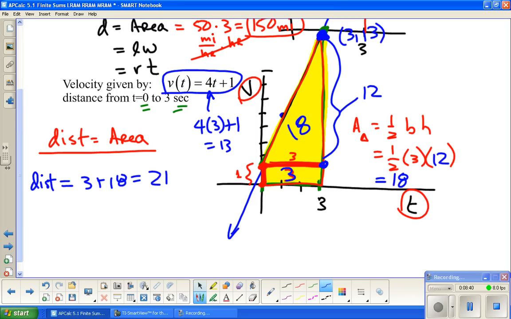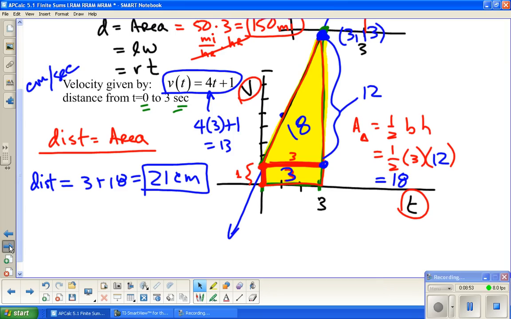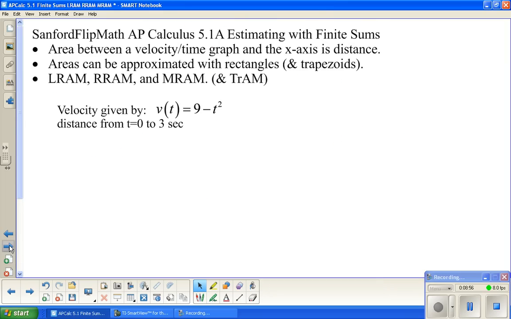And this, well, we weren't given units for velocity, so let's make some up. Let's say it was centimeters per second. Okay, so 21 centimeters. Okay, so that's the idea. Find the area. Well, yeah, suddenly that's not fun anymore.